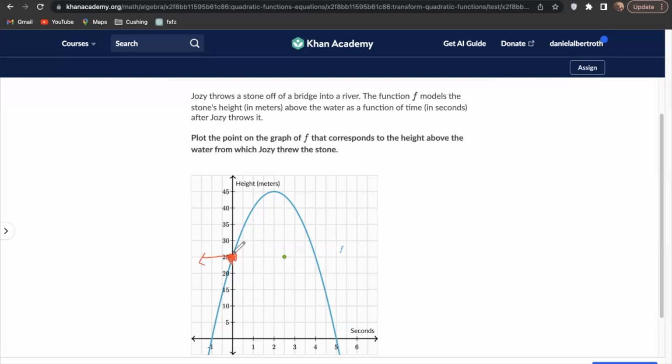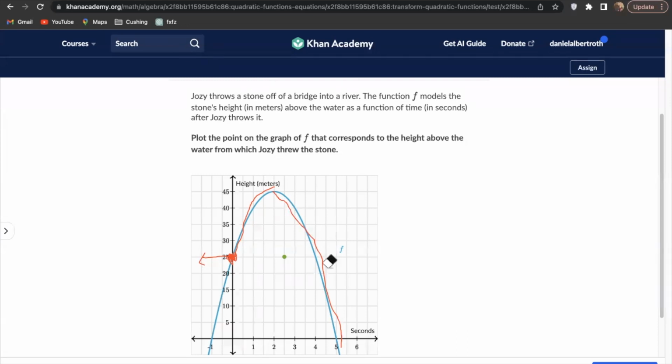I don't know how strong she is, but apparently she can throw 20 meters in the air, which seems really high to me. Maybe she's an athlete. So apparently she throws it 20 meters higher. It peaks at a height of 45 meters, which is very, very high. And then that goes down, down, down. And after 5 total seconds, the stone hits the ground. So apparently she's like an Olympic athlete as well.